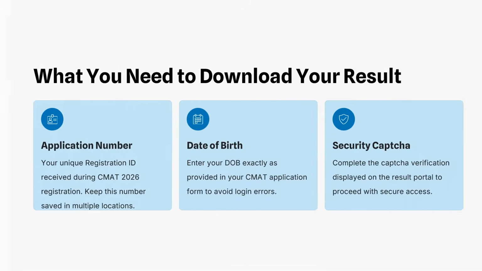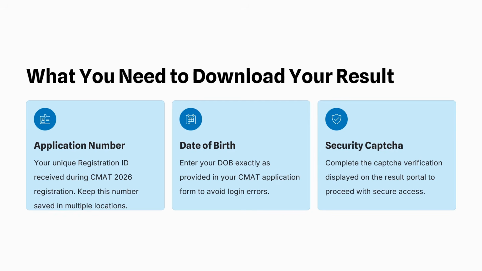Before downloading your result, keep 3 important details ready. You will need your application number, which is your registration ID received during CMAT 2026 registration. You must also enter your date of birth exactly as mentioned in your application form. Lastly, complete the security captcha shown on the screen to access your result securely.